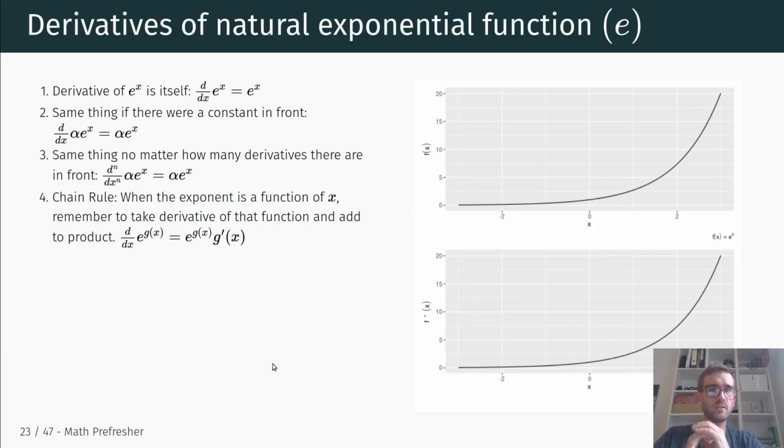All right, so as I mentioned, the derivative of e of x is itself, so the rate of change of e of x is equal to the original function value, and so it describes an upward slope where the slope, or the rate of change at any given point, is given by the function itself. This also holds if there is a constant in front, since we can use the constant rule. The derivative of alpha e to the power of x is equal to alpha e to the power of x.